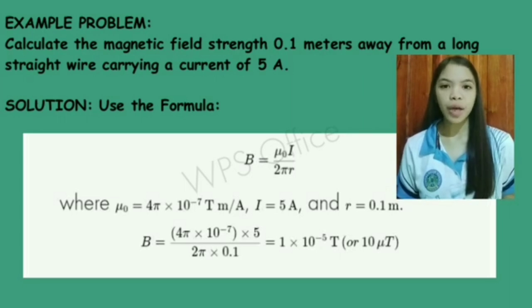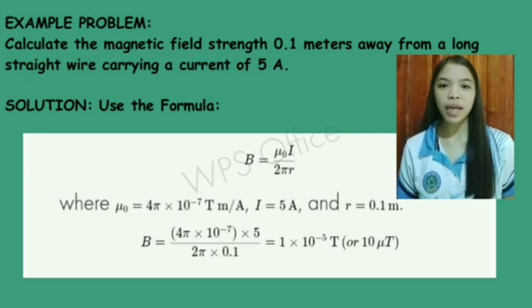In this formula, mu represents the permeability of free space, I is the current flowing through the wire, and r is the distance from the wire. For this problem, mu is a constant, which is 4 pi times 10 raised to the power of negative 7 Tm per ampere. I is 5 A and r is 0.1 meter. By substituting these values into the formula, we get B equals 4 pi times 10 raised to the power of negative 7 times 5 over 2 pi times 0.1.